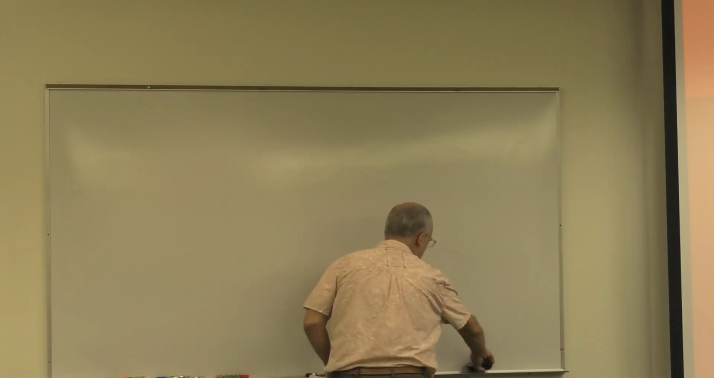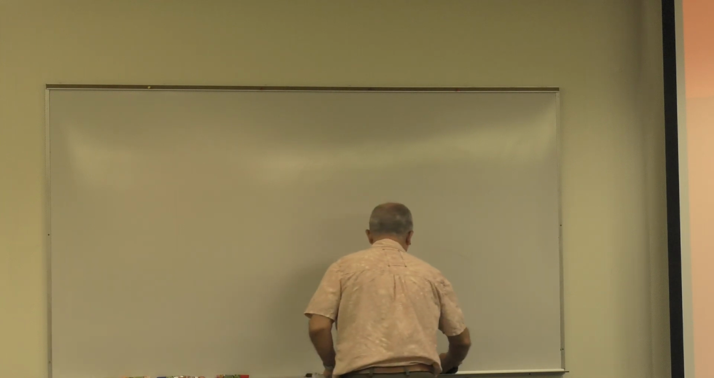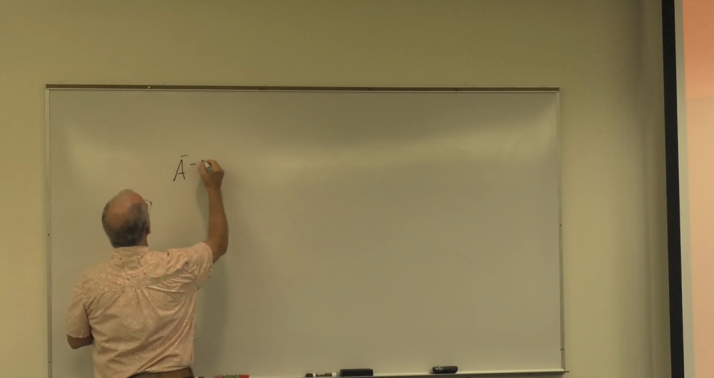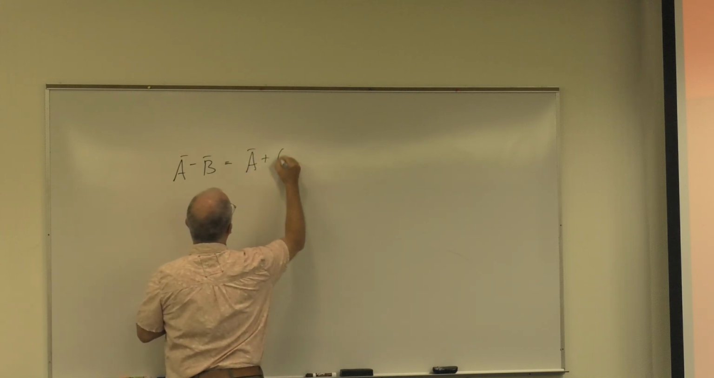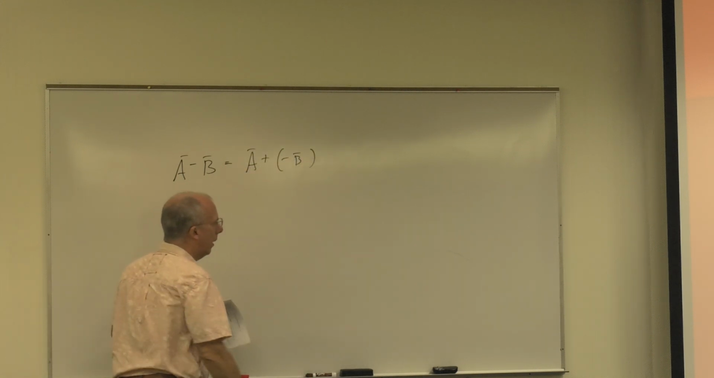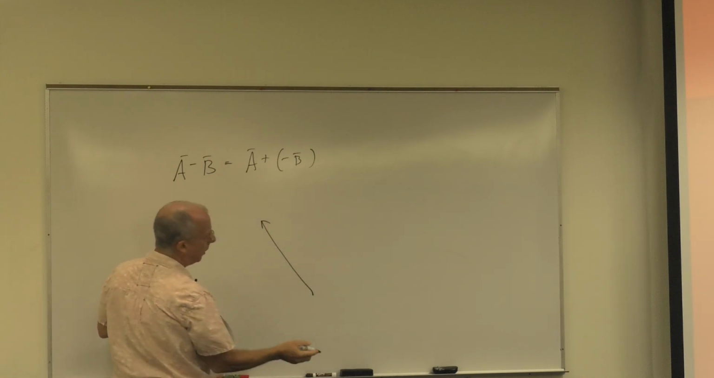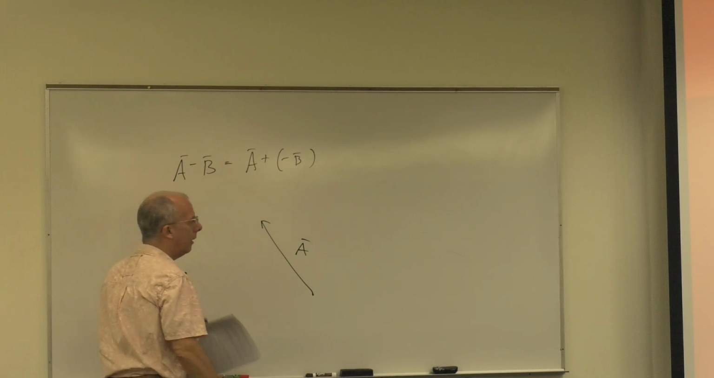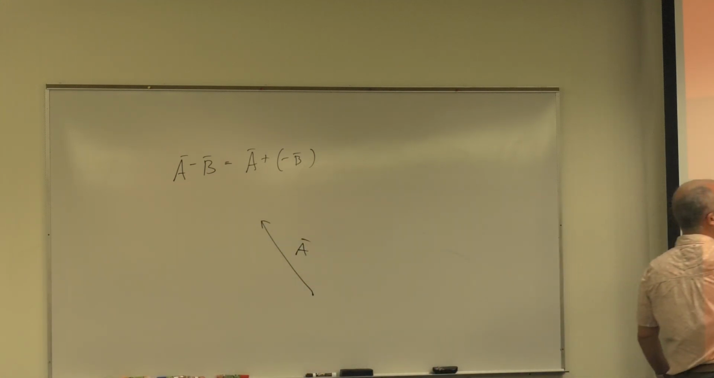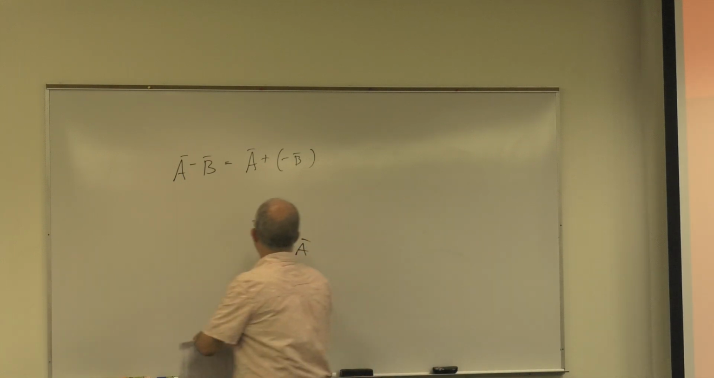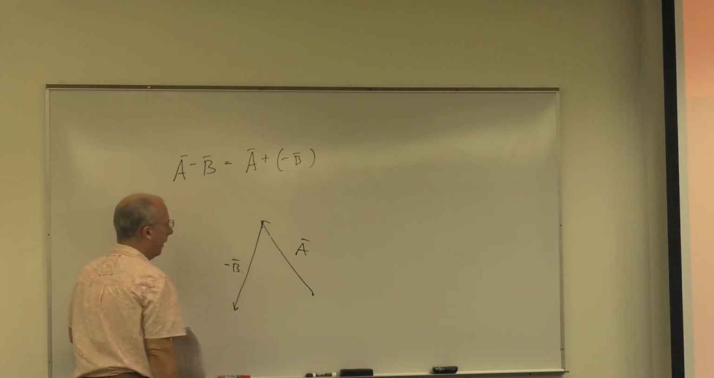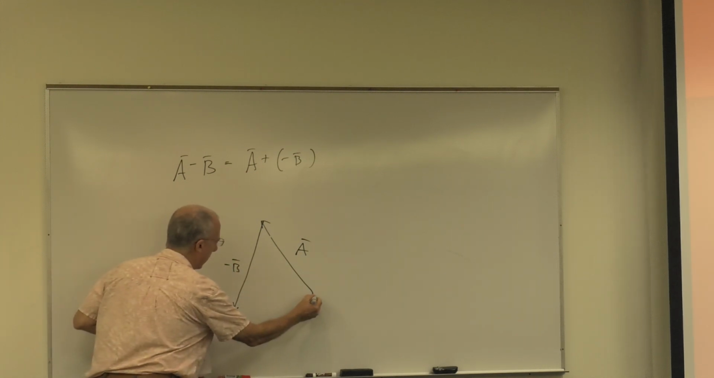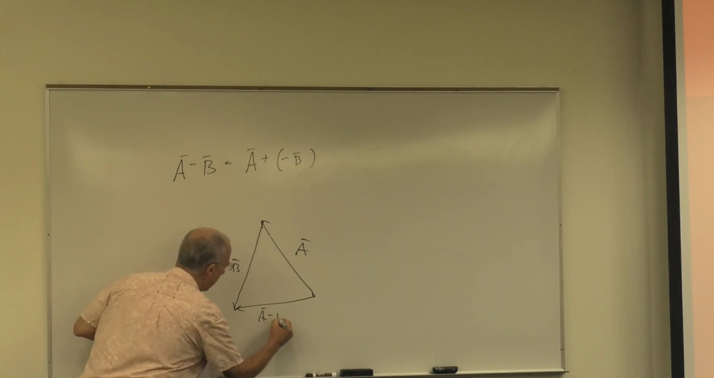Okay, so let's do a couple. I'll do one, then I'll have you do some. So we want A minus B. Again, just write it down. That's the same thing as A plus a negative B. Well, A is sort of like that. I'm not going to be super picky. That's A. Now, B is like that, but we want negative B. So negative B is like that. And we want to attach them head to tail. So something like that, minus B. And then you go from the beginning point to the end point. So it's like that. So that's A minus B.